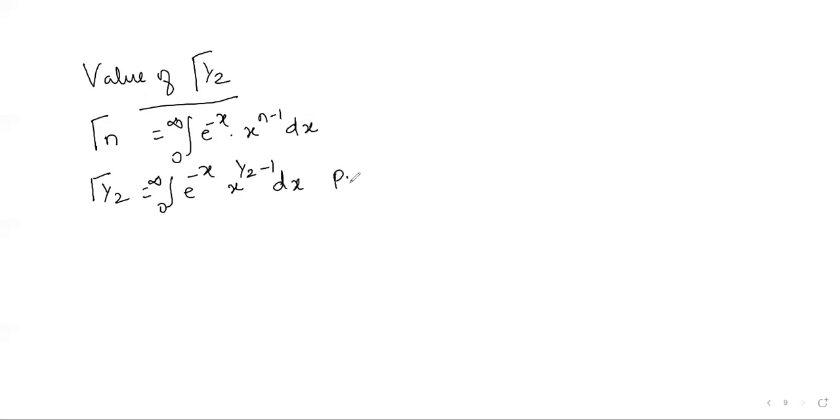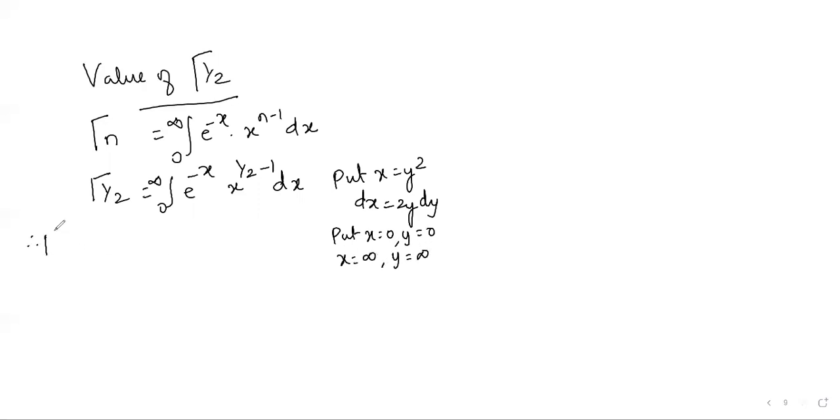Now go for the substitution. Put x is equal to y square, so dx is equal to 2y dy. For the limits, put x is equal to 0, so y is equal to 0. Substituting x is equal to infinity, we get y is equal to infinity.